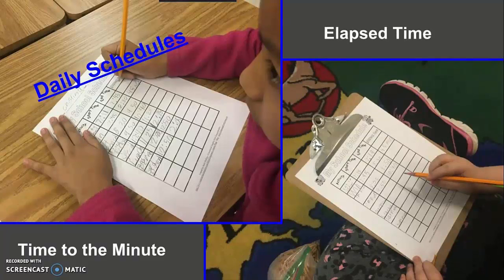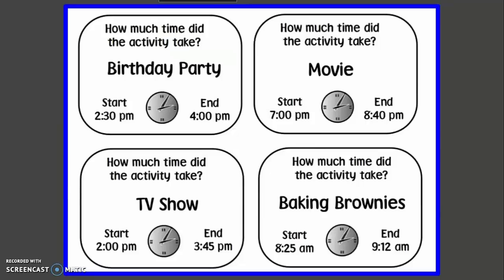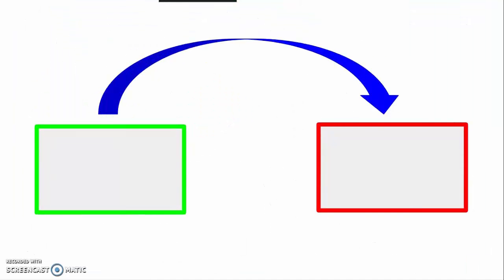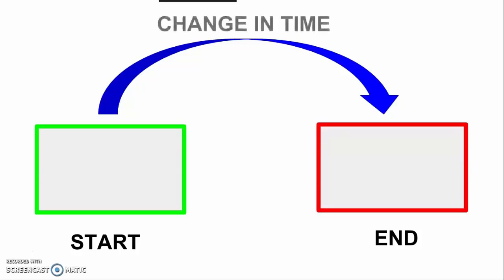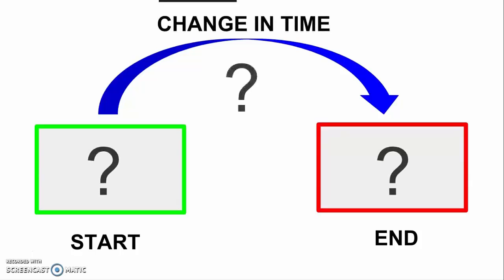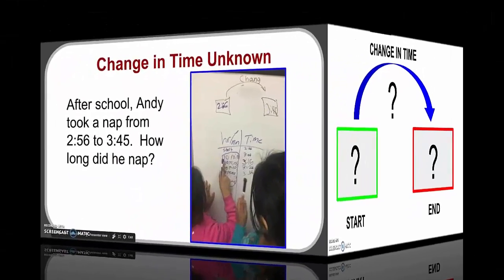Throughout the unit on elapsed time, it is important to expose students to a variety of problem types. These examples provide the start time and end time while encouraging students to find the change in time. In elapsed time situations, students may need to find the start time, end time, or change in time. The following slides and videos will show examples of each problem type.